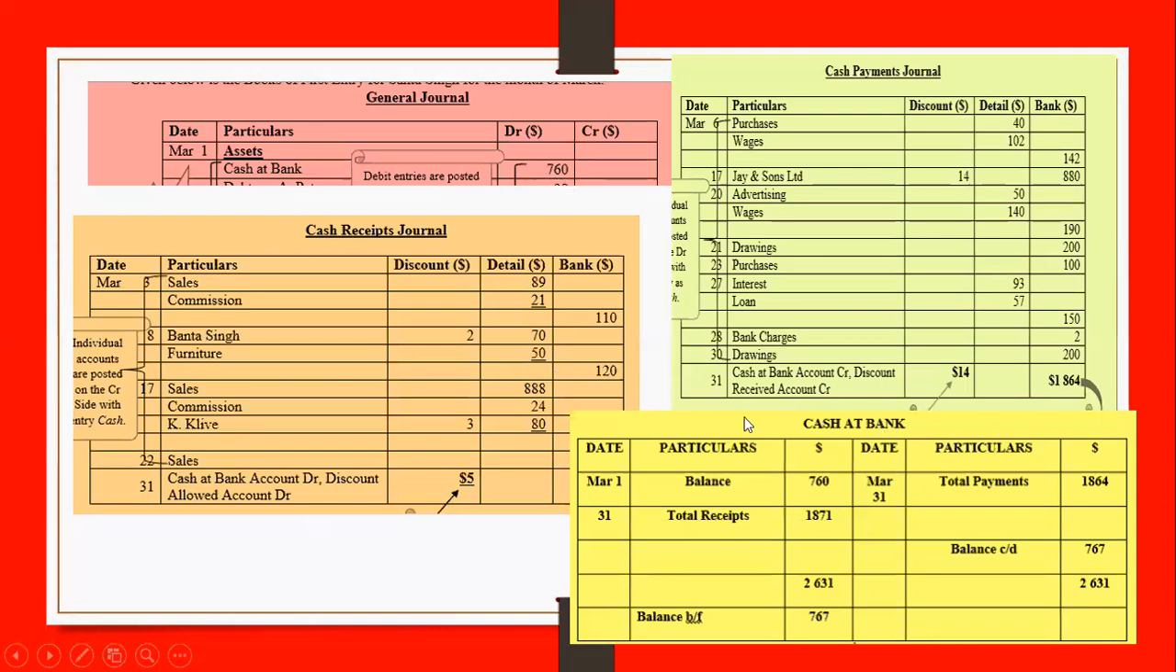Debit column to debit side. That is the meaning of same side posting.